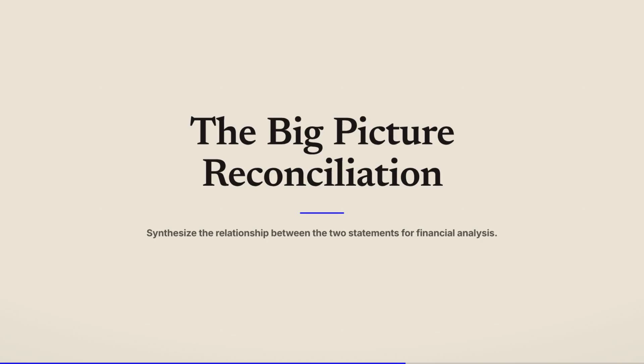By mastering the interplay between the income statement's profitability and the cash flow statement's liquidity, you gain the ability to see through the numbers to the reality of any business operation. Keep these concepts in mind as you analyze your next financial report.